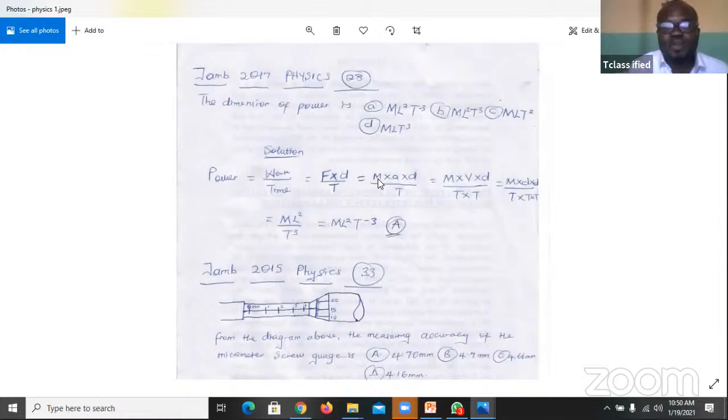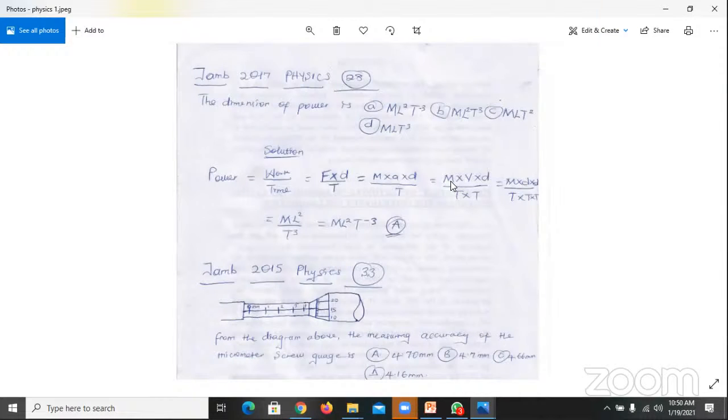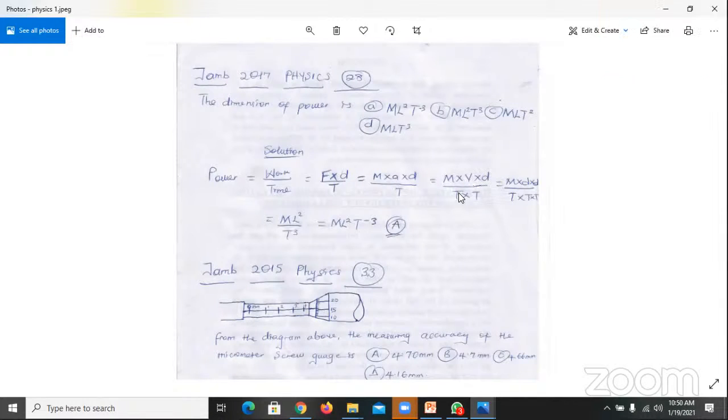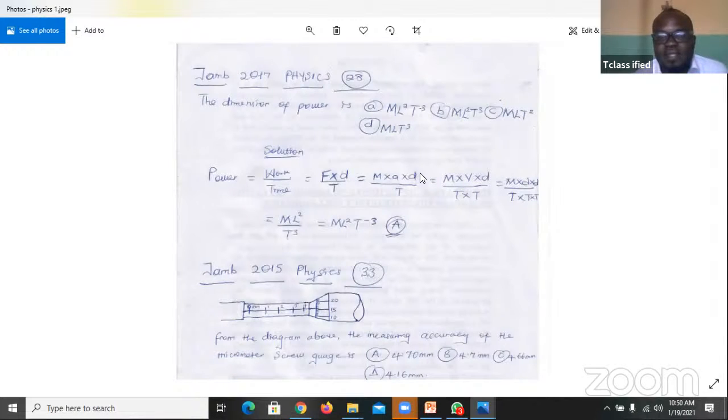Now, how do you represent mass in dimensional way? You use capital letter M, isn't it? Good. Then what is acceleration? Is acceleration velocity over time? Class, can you tell me whether acceleration is velocity over time? Good. Acceleration is velocity over time. That's why in place of A here, we're having V over T. Then this D is still represented here, whereas this T is still here.